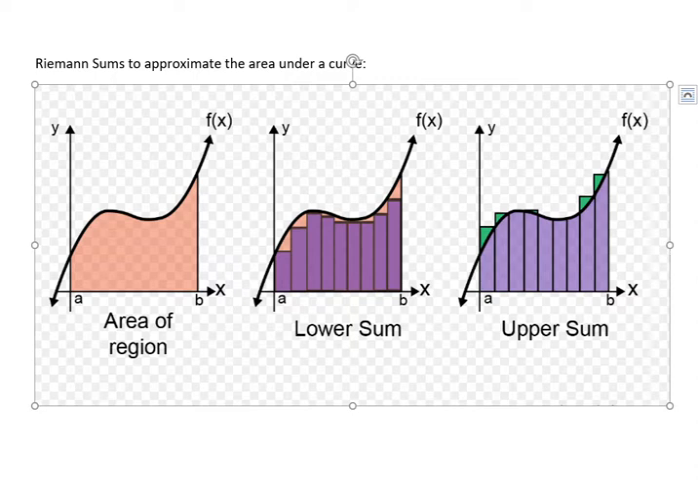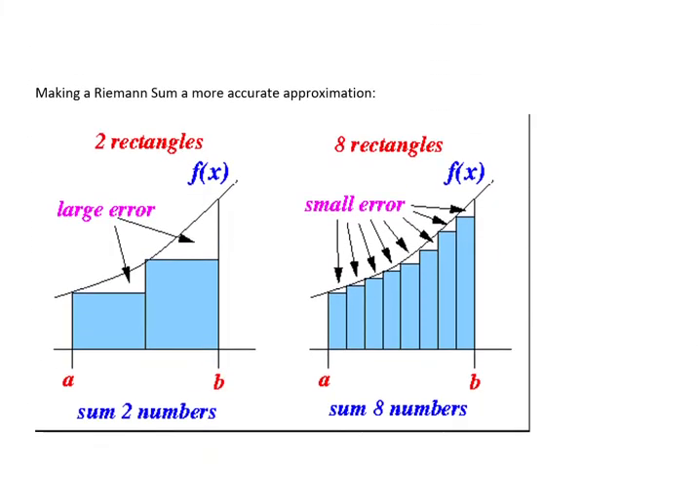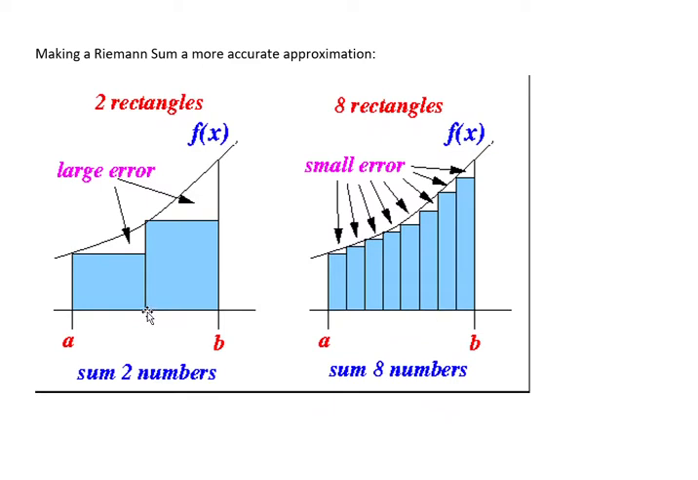How can we make our estimates more accurate? Well, the more rectangles you use, the more accurate your estimates. Notice here we've got a lower sum using just 2 rectangles, and there's quite a lot of error, a lot of area that's not accounted for under our graph. Here's the same one, but we've now used 8 rectangles underneath our curve. And notice that the areas of these little pieces that have been left out are much smaller. Using 8 rectangles gives me a much better approximation of the area under the curve.